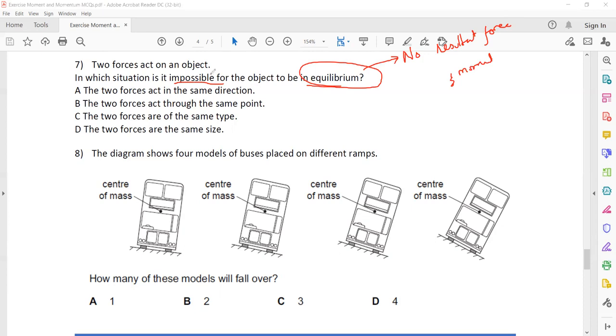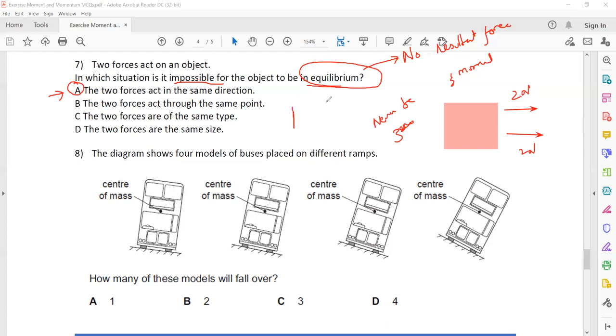So if two forces act in the same direction, like I have the object and both the forces are acting in the same direction, can the result of this be zero? It can never be zero. Like two forces acting in the same direction, the result can never be zero. So if the result can never be zero, in this case, the object cannot be in equilibrium. It will always have a resultant force. That's why A is the right answer.